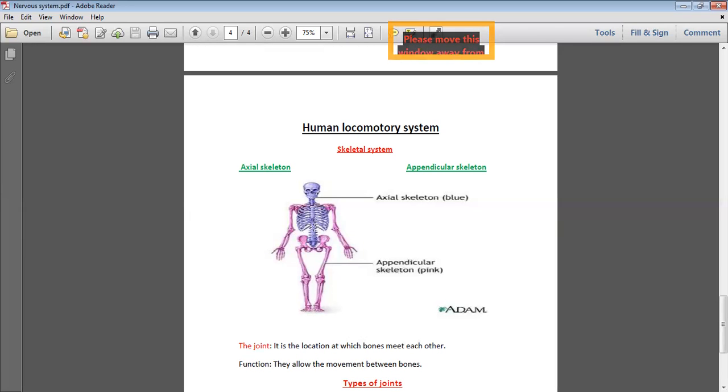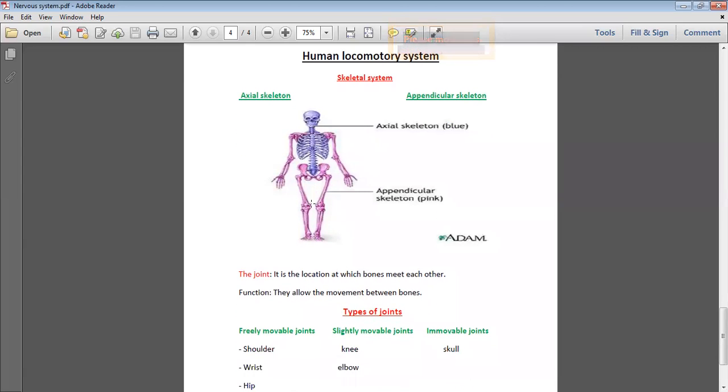Now, the backbone. Backbone contains what? The spinal cord. So, it protects the spinal cord. Okay, and it consists of how many vertebrae? 33 vertebrae. Okay, then the appendicular skeleton, which is in pink color, the upper limbs and the lower limbs. Here we have the upper limbs are connected with the shoulder, and the lower limbs are connected with the pelvic bone.